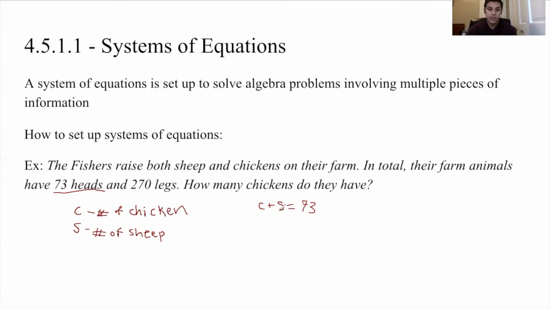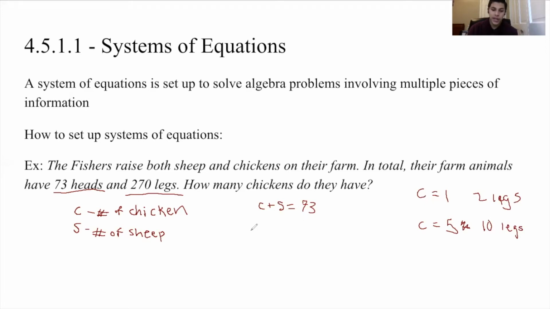All right, so we set up one equation. The next equation can be set up from this piece of information. They have 270 legs in total. Here's where it gets a little bit more tricky. A chicken has 2 legs, which means that for every chicken you have, there are going to be 2 total legs. So if C was 1, say you had 1 chicken, then you would have 2 legs for that chicken. If C was 5, say you had 5 chickens, then you would have 10 legs, because each chicken has 2 legs, so 5 times 2 is 10.